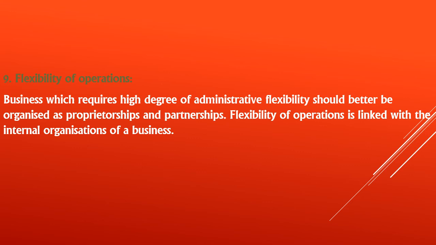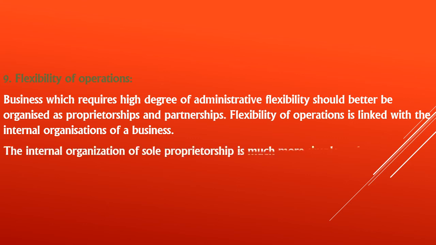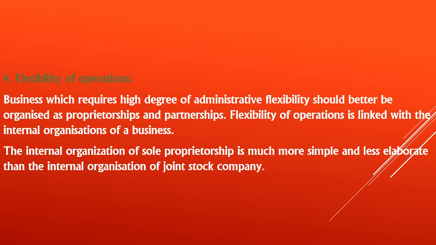The decision making all depends on the internal organization of the business. The internal organization of a sole proprietorship is much simpler and less elaborate than that of a joint stock company. The internal organization of a joint stock company may be more rigid because there are more members on the board of directors who can go for different decisions, so it might take time to decide anything, and there can be less flexibility in administration.